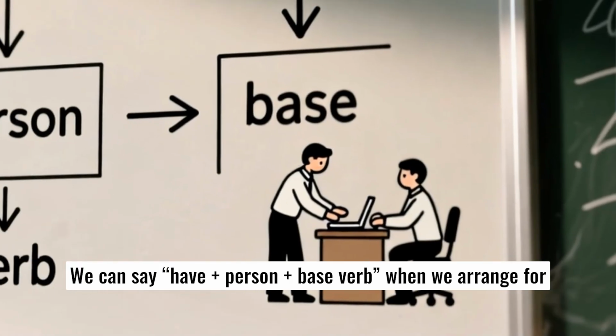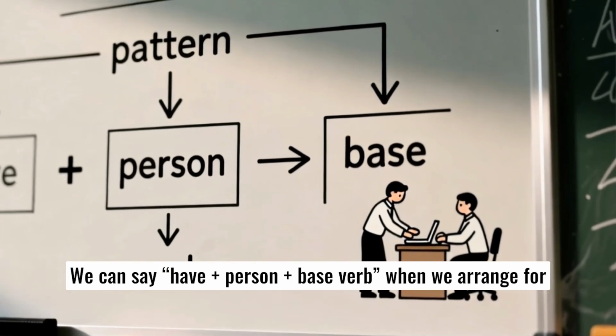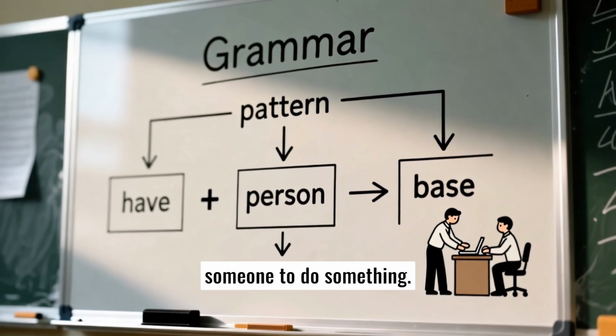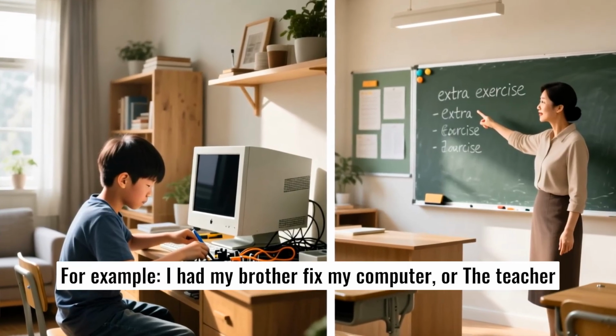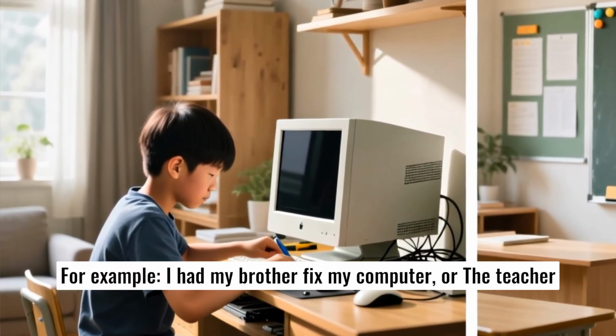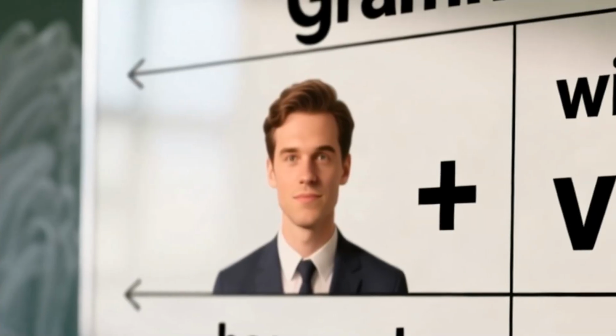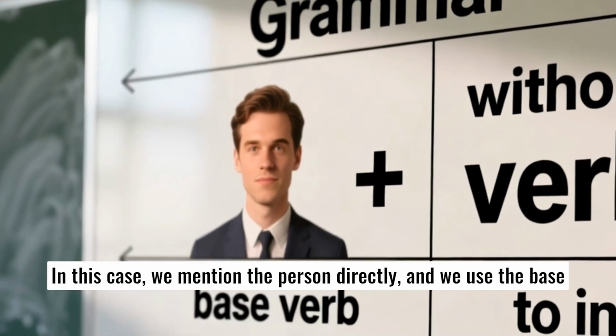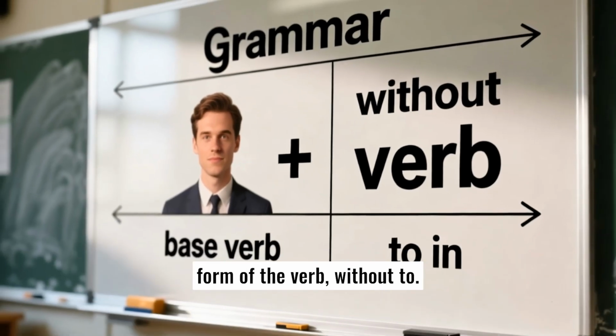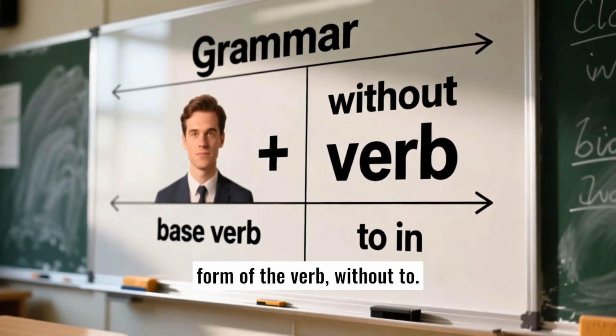We can say have plus person plus base verb when we arrange for someone to do something. For example, I had my brother fix my computer, or the teacher had us do an extra exercise. In this case, we mention the person directly, and we use the base form of the verb without to.